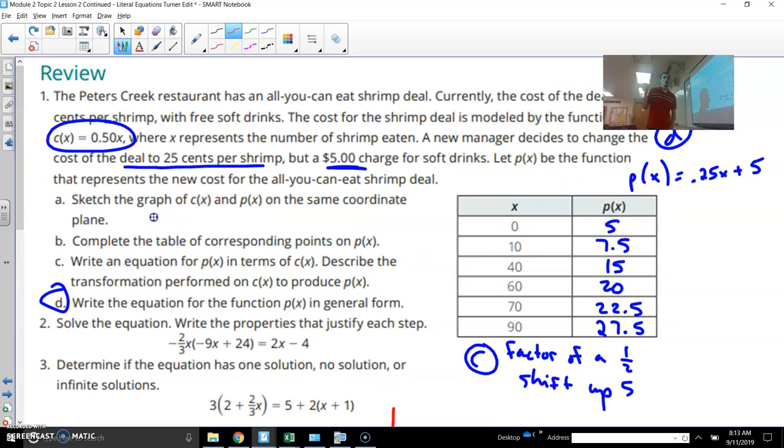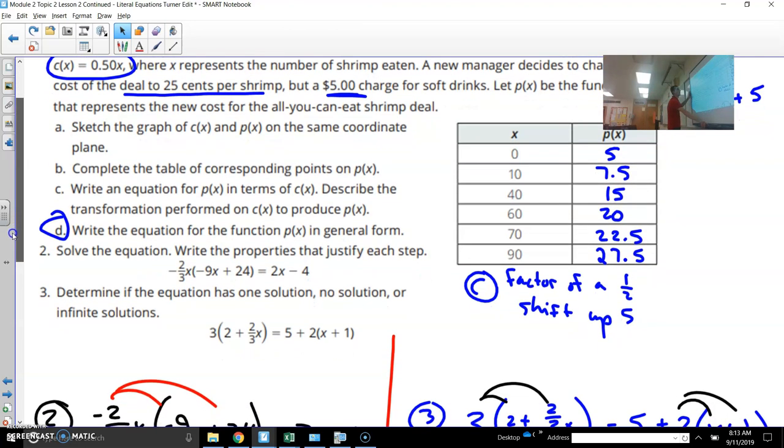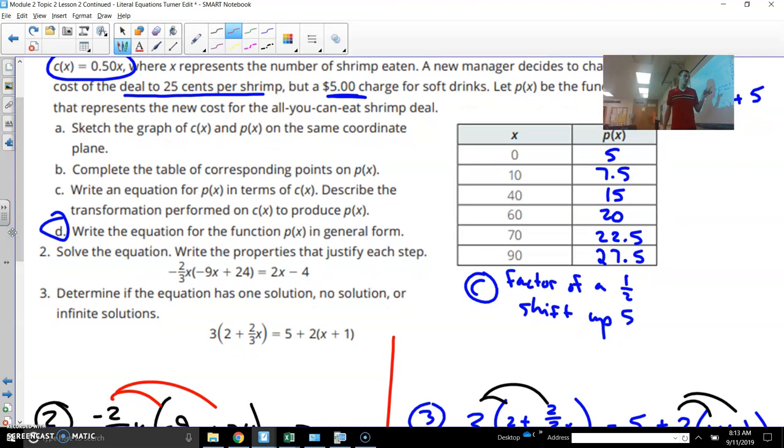So now it says, write an equation for P of X in terms of C of X and describe that transformation. So I'll really just focus on the transformation part here. The factor of 1/2, because you basically half the price, and then you've shifted it up $5 because of the $5 drink cost. So if I was going to say, how do I represent P of X? I would say, well, P of X would equal half of C of X plus 5.